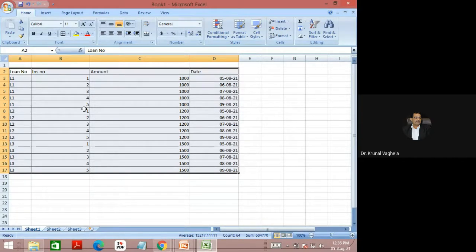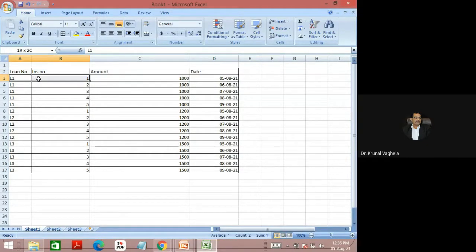And what is the solution? Can I combinedly make these both a primary key? You see the combined value. Is this combination repeated? L1 1 is there. Can you find L1 1 anywhere? L1 2. Can you find L1 2 anywhere? Can you find any combination repeated anywhere? This is the solution. And this is a composite key.